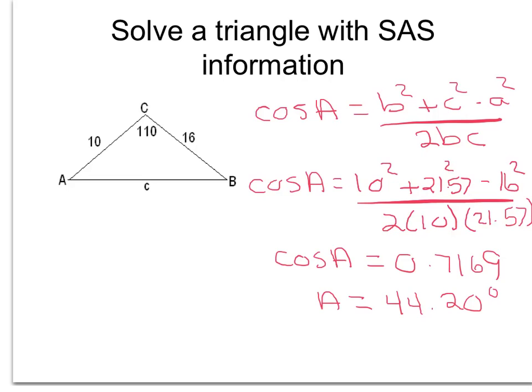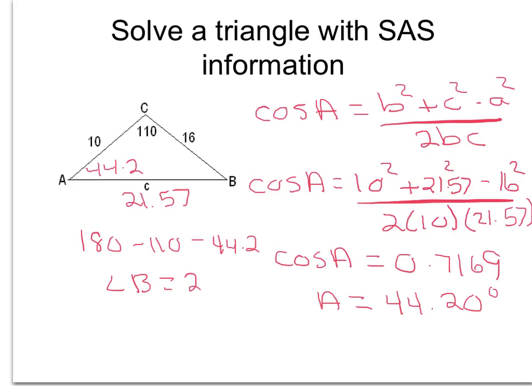The last thing we need to do now is find angle B. So we have C was 21.57. Angle A was 44.2. And you could use law of cosines again to find angle B, but that's a little bit tedious. You can use the fact that they add up to 180 degrees to help you out here. And you should get 25.8 degrees. So we've now solved everything missing in this triangle.